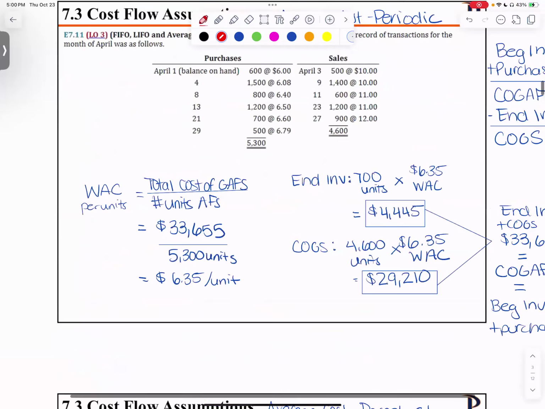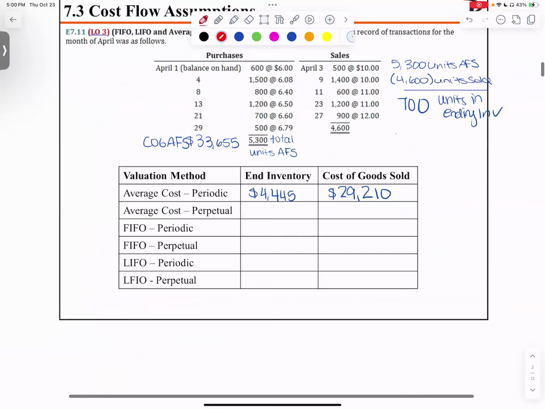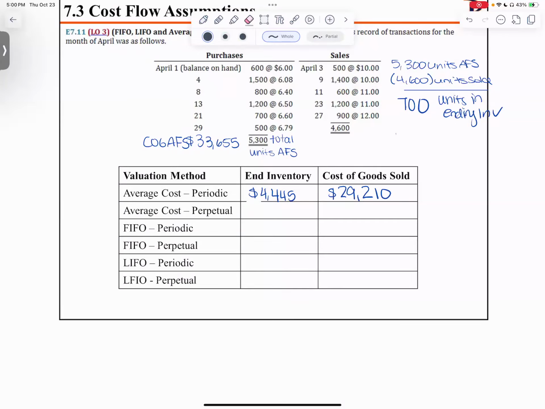So we can go ahead and fill these in on our table here. Our ending inventory was 4,690, and then our cost of goods sold was 28,965. So that'll be it for this video. I'll do FIFO and LIFO in another one just to make watching these back easier. So I'll see you in a second.